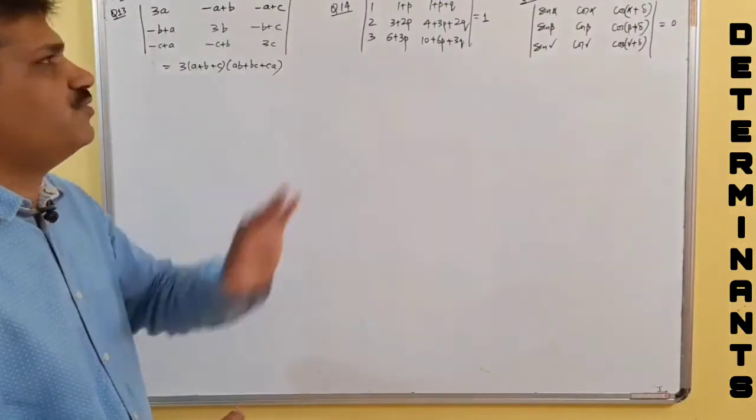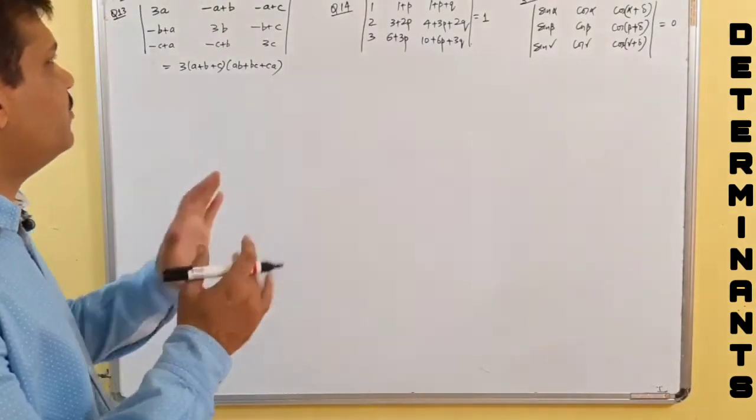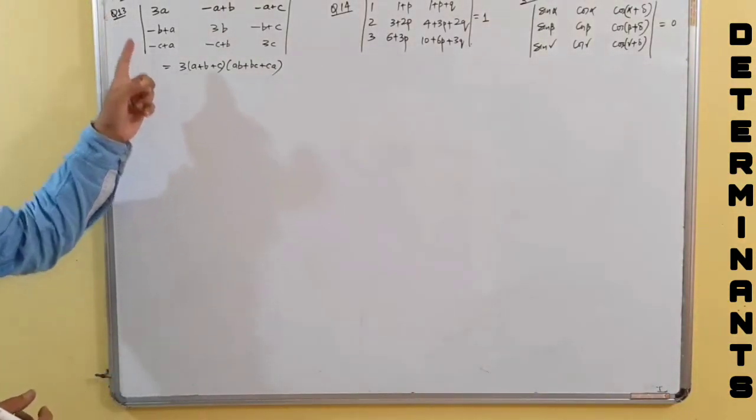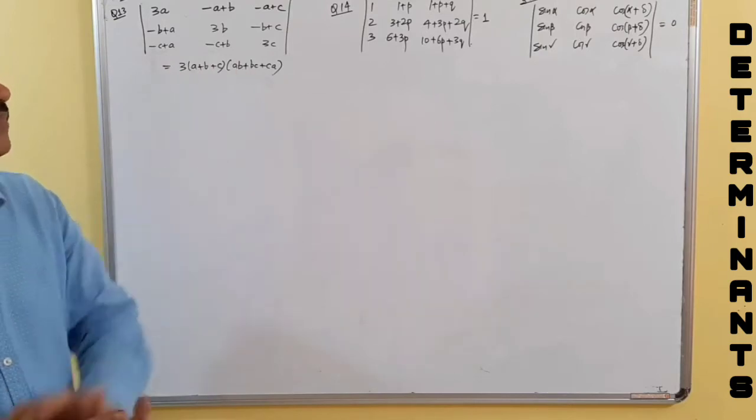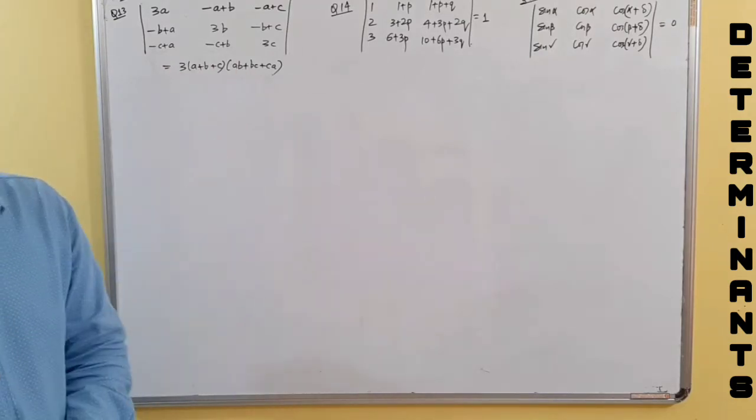Well, we have some more questions from the miscellaneous exercise. Here you can see, we have to prove that this determinant is equal to 3 times of A plus B plus C multiplied by AB plus BC plus CA.